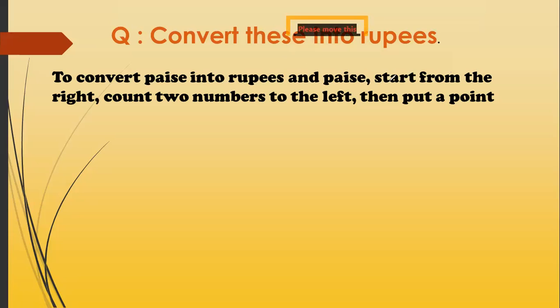To convert paisa into rupees and paisa, start from the right, count two numbers to the left, then put a point. Remember, listen carefully. We will start from the right, then count two numbers to the left. Then we will put a point, a decimal.